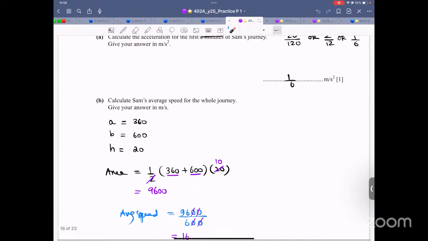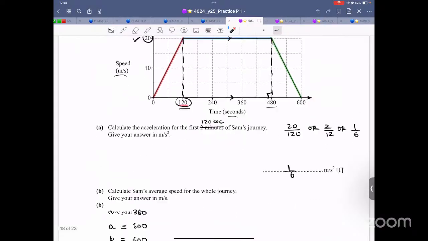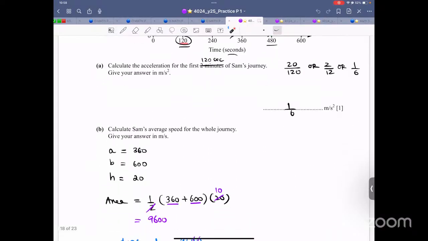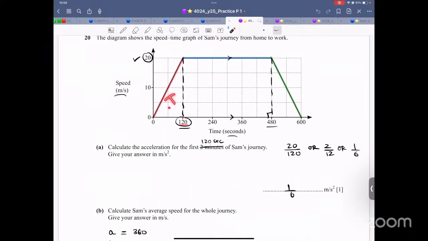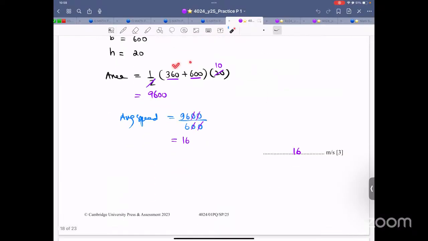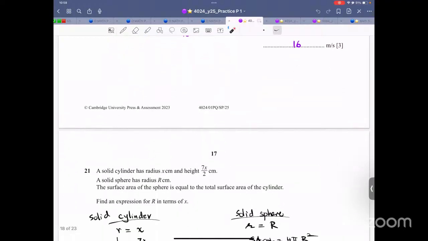Calculate Sam's average speed for the whole journey. Give your answer in meters per second. That means I need the total distance divided by total time. So total distance, either you can do the triangle, the rectangle, the third triangle, that's one thing. Or half sum of parallel sides, 120 and 480, the difference is 360. 0 and 600, the difference is 600, and the height is 20. So half sum of parallel sides into height multiplied by half, that is the total distance, divide by 600, the answer comes out to be 16.